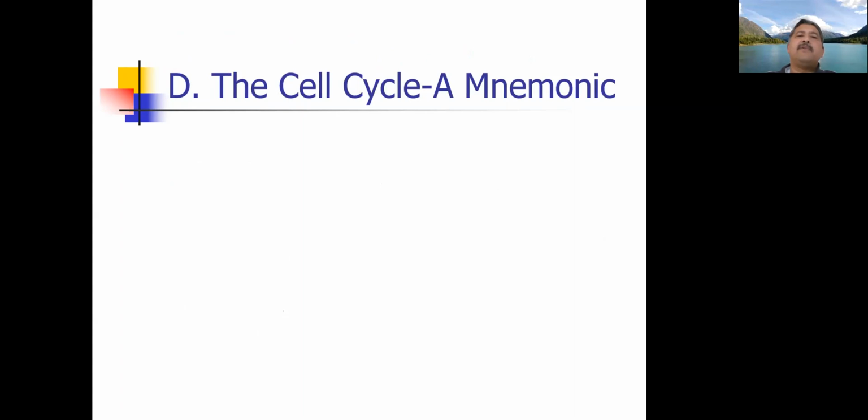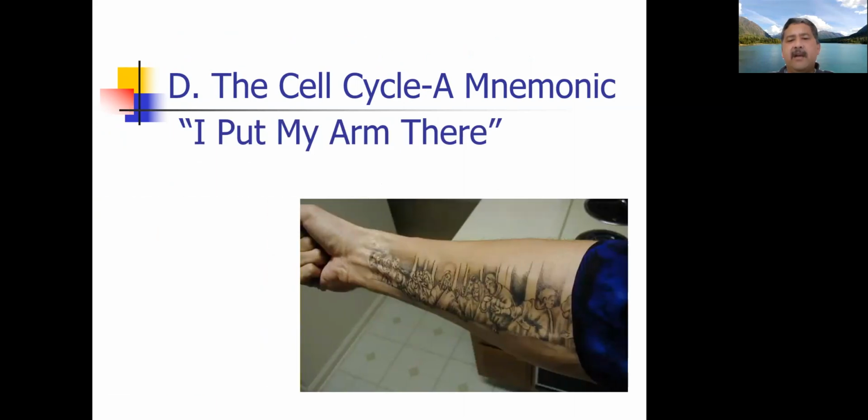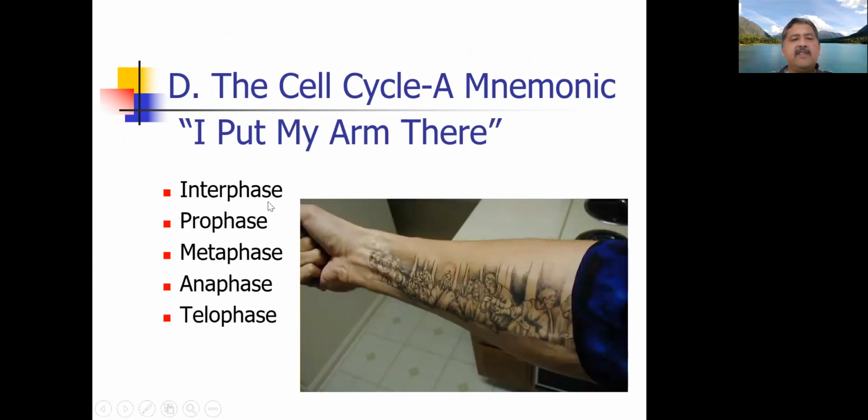So it's helpful to remember the stages of the cell cycle. Here's a mnemonic that I give you. I put my arm there tells you that there's interphase, prophase, metaphase, anaphase, and telophase. Some of you might be thinking, well, what about cytokinesis? Then let's add Cynthia to here. I put my arm there, Cynthia. That's interphase, prophase, metaphase, anaphase, telophase.